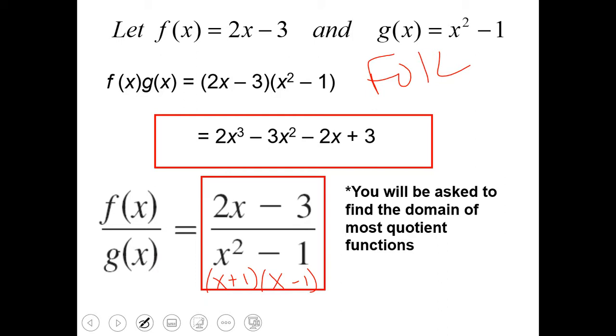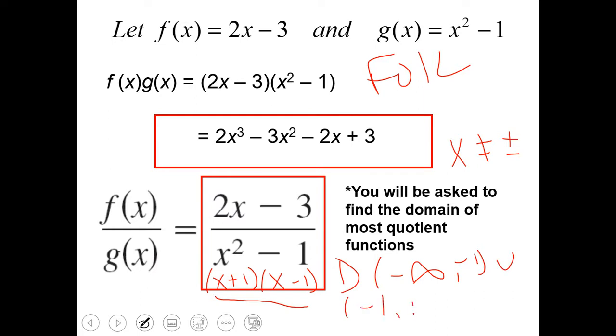And then as I mentioned earlier, you are going to be asked to find the domain of most quotient problems. So if I did put the f over the g, what would be the domain? Well, here I would like to factor the bottom, which I've already done. And that will tell me that x cannot equal plus or minus 1. So how do you write everything except for -1 and 1, not including? You do negative infinity to -1, -1 to 1, and then 1 to infinity. And there should be parentheses on everything because you're never going to get to infinity. And because it's a denominator, you're going to use parentheses for the ones.